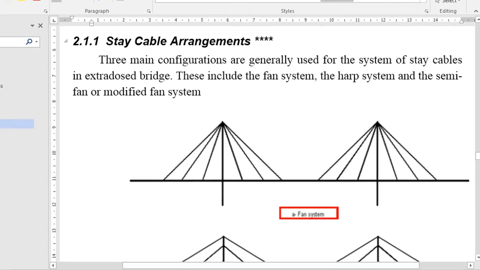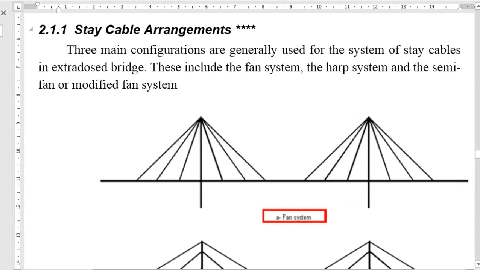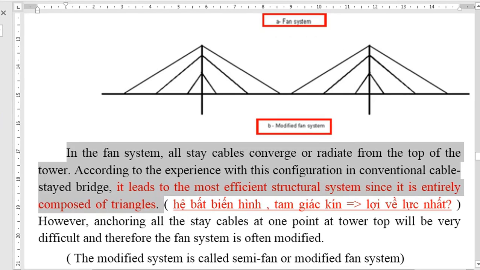Stay cable arrangements. Three main configurations are generally used for the system of stay cables in extradosed bridges. These include the fan system, the harp system and the semi-fan or modified fan system. In the fan system, all stay cables converge or radiate from the top of the tower. According to the experience with this configuration in conventional cable stayed bridges, it leads to the most efficient structural system since it is entirely composed of triangles.